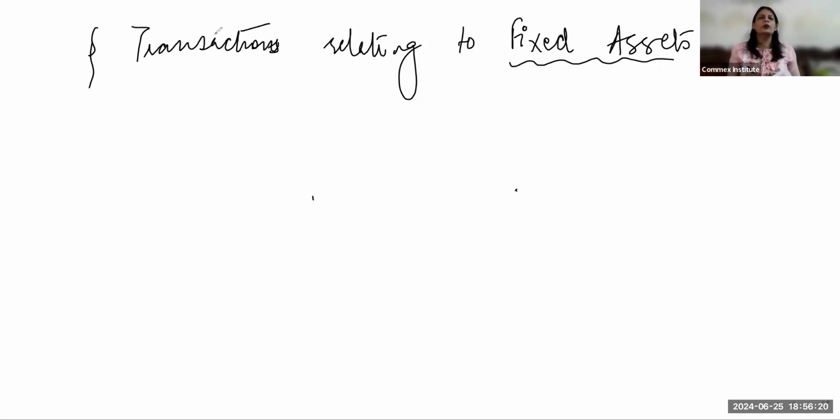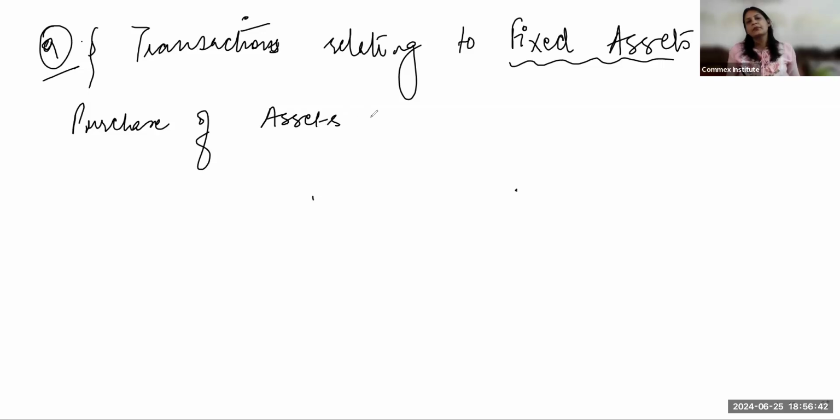These are simple. So if you're buying the fixed assets on cash, this is your 9th transaction which we're doing. Purchase of assets, fixed assets, through cash or check. We know the entry very well. We have to use the name of the assets. If you're purchasing a refrigerator, the refrigerator account is debited.